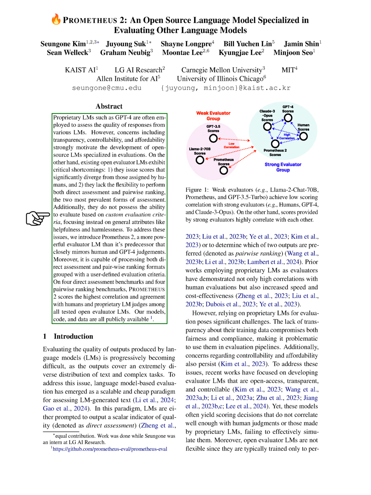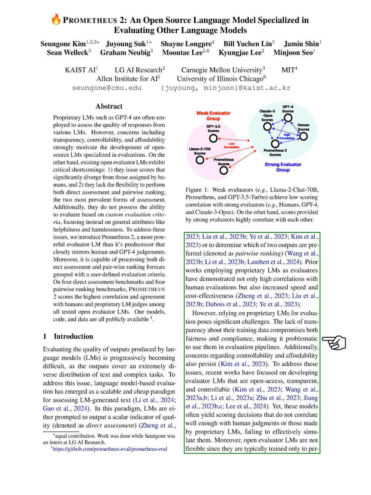Previous studies using private language models as evaluators have shown high agreement with human evaluations, as well as being faster and more cost-effective. However, relying on private models for evaluation has drawbacks like lack of transparency in training data, fairness issues, and high costs. To address these concerns, recent research has focused on creating open-access, transparent, and controllable evaluator language models. These open evaluator models, though, often struggle to match human judgments or private models' decisions, limiting their effectiveness.